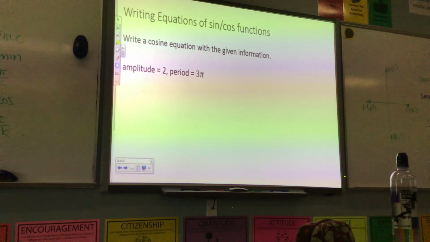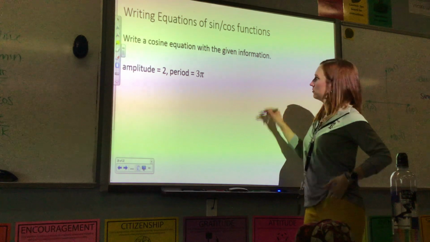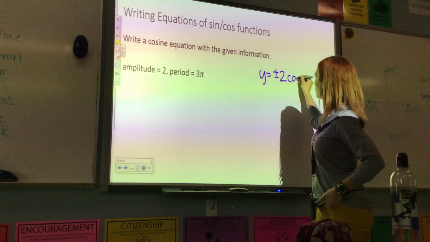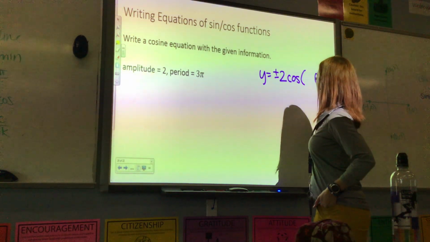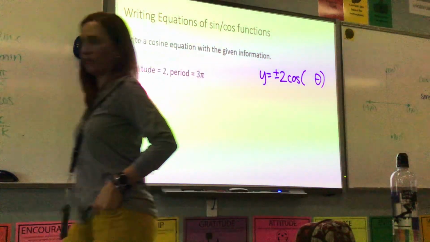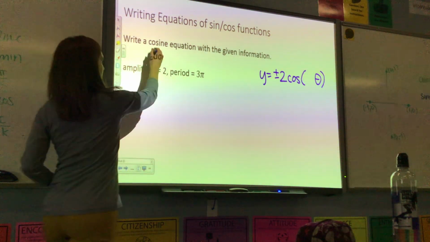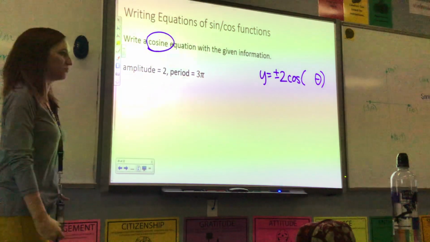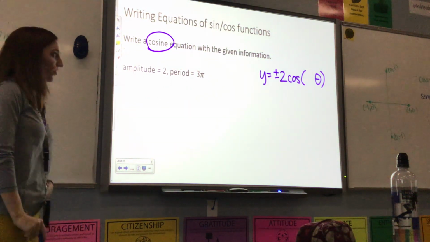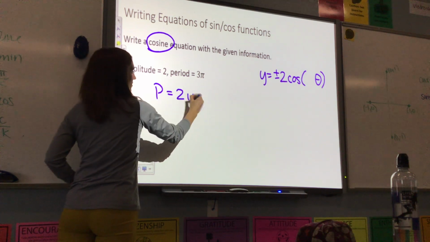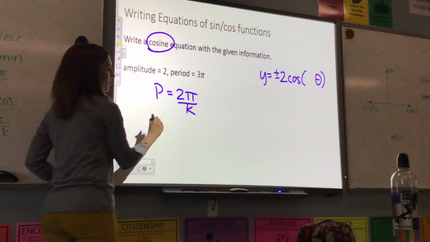We're going to plug this into the same equation. What do I know right off the bat? Good. So it's already plus or minus 2 cosine of something theta. And on your test it will say, write a cosine graph. Then we have to use our period equals 2 pi over K formula to find our K value.